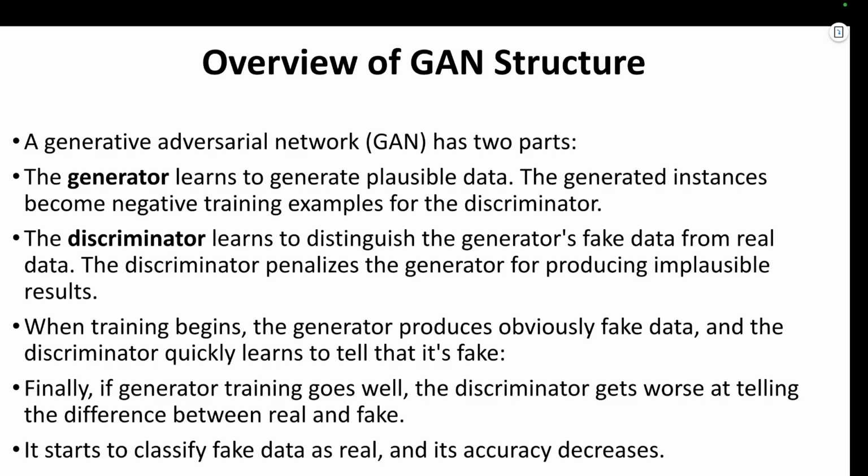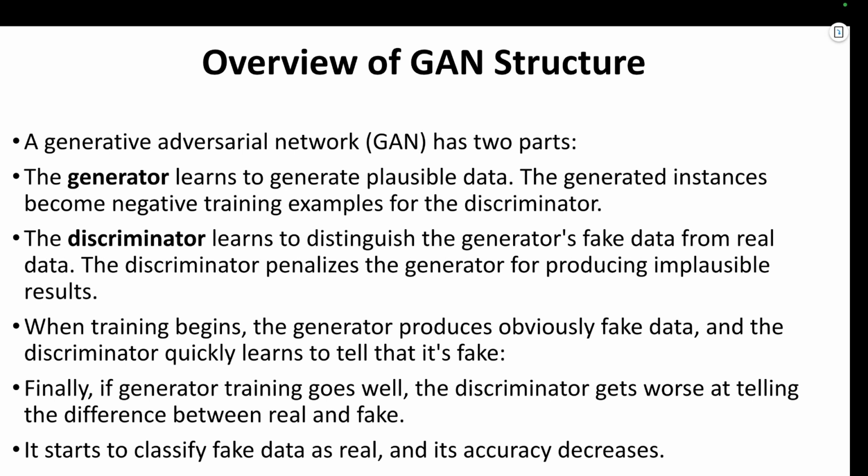Now let us discuss the overview of the GAN structure. The generator learns to generate plausible data, and the generated instances become negative training examples for the discriminator. The discriminator learns to distinguish the generator's fake data from the real data, and the discriminator penalizes the generator for producing implausible results. Based on this penalty, the generator tries to improve and generates images which look like the original image.